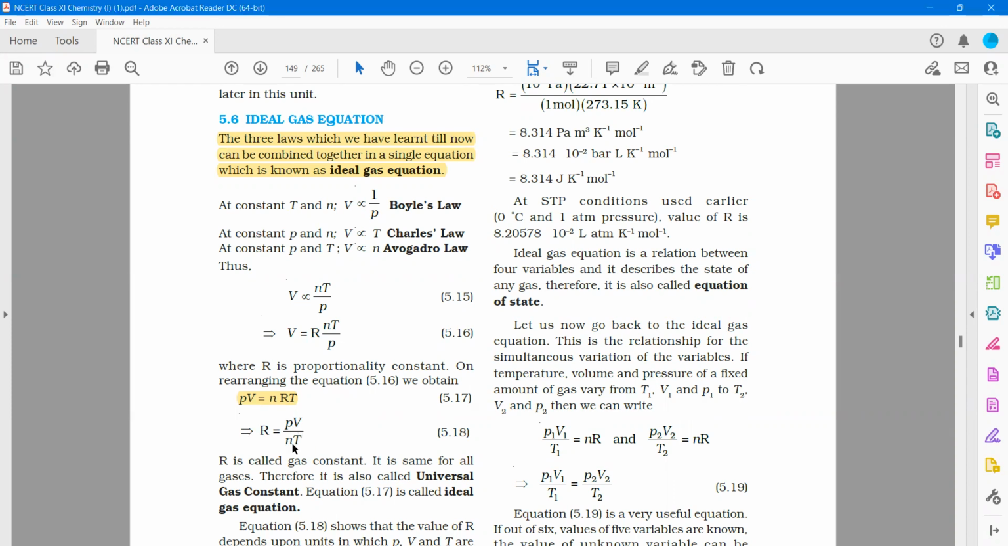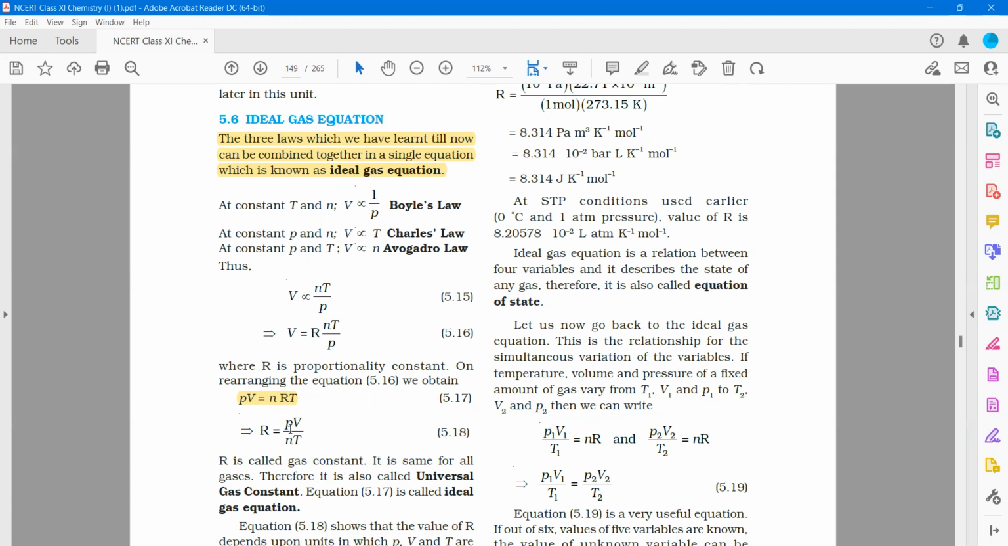Here in this equation, which gas we are talking about is not specified. It is valid for all ideal gases, be it helium, neon, or hydrogen gas, whatever the gas, as long as it is ideal at that pressure and volume. R will be constant for all the gases, and that is why it is called the universal gas constant, right?